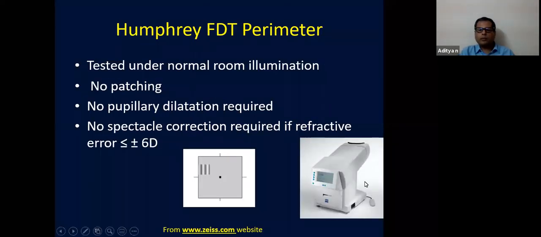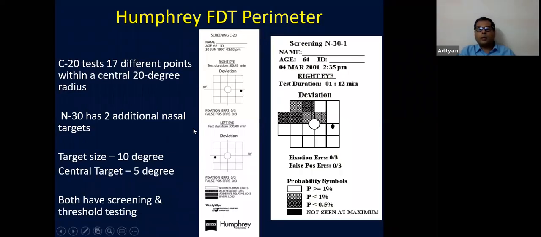So this is an image of the Humphrey FDT perimeter, and this is how the stimulus looks for the patient. So what are the advantages? Testing is done under normal illumination, no patching is required, no pupillary dilatation is required, and there is no need for giving any correction if the refractive error is within plus or minus 6 diopters. So this is how the printouts look.